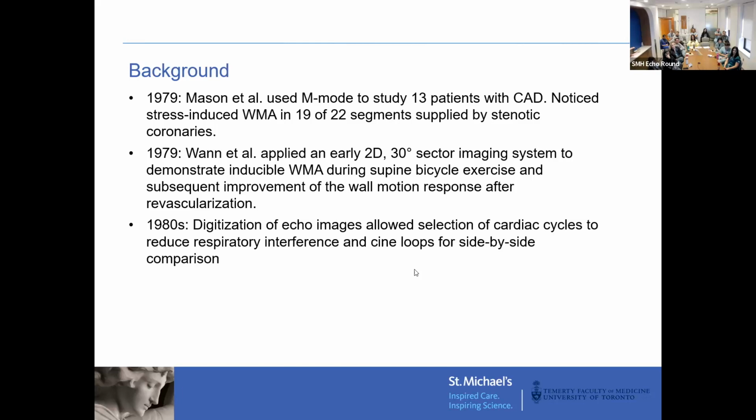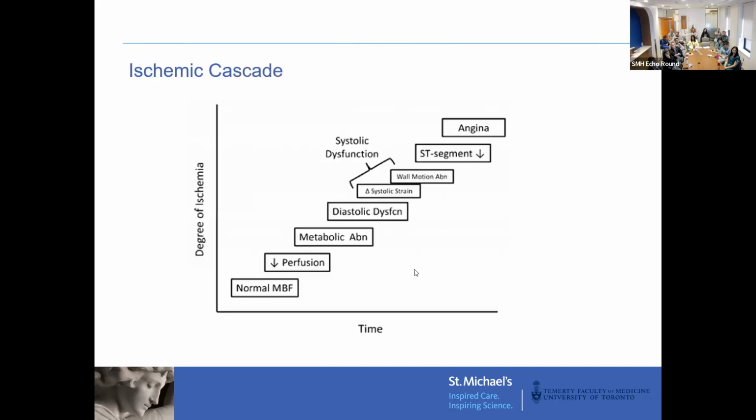But in the 1980s, that's when you sort of started to have digitization of echo images, and it allowed for side-by-side comparison, which obviously improved the accuracy significantly. And since then, the primary technological advancement has been the use of contrast, as we'll talk about in a second.